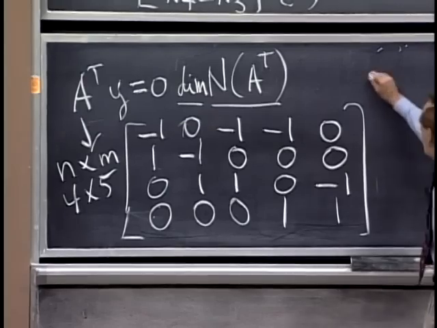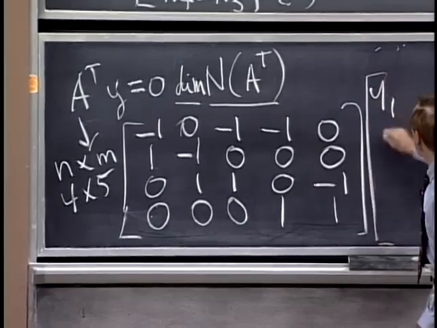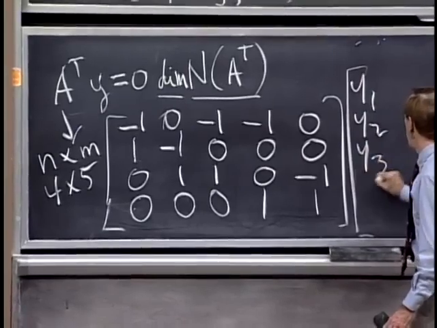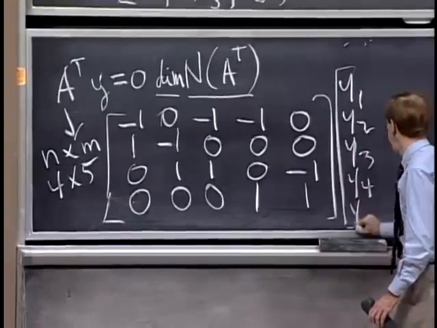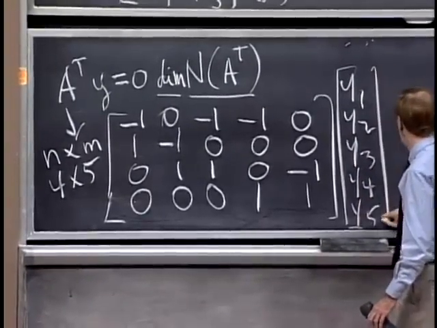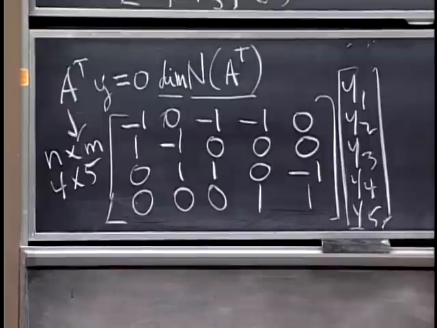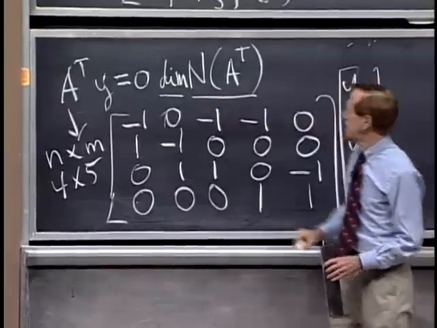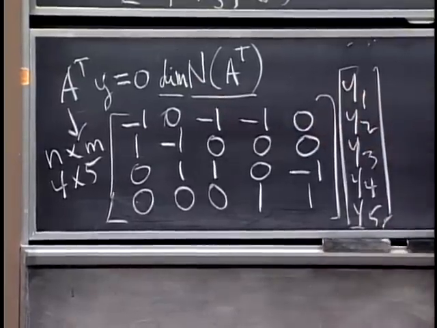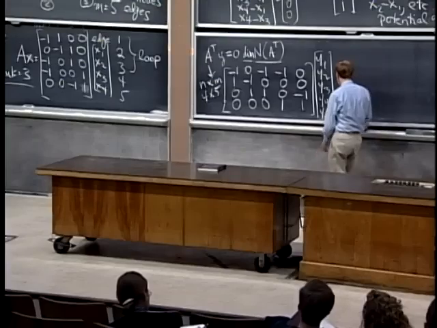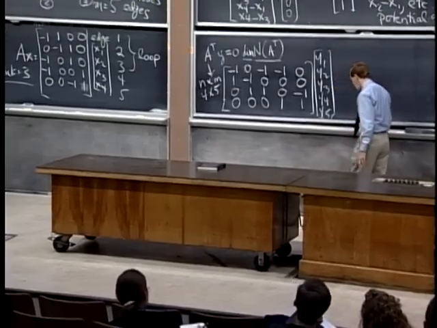That multiplies y. y1, y2, y3, y4, and y5. Okay, now you've had time to think about this question. What's the dimension of the null space?